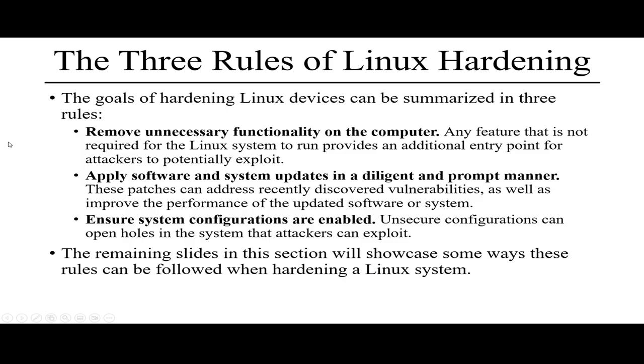So the three rules of Linux hardening. When you're hardening Linux systems, there's three general goals you want to accomplish. The first is to remove unnecessary functionality on a computer. So if your computer has a feature that doesn't need to be used, it may seem innocuous at first, but you'd be surprised. There are a lot of ways to take advantage of unused features on systems. So if you don't need a feature on a Linux system, then you want to disable it or remove it because it adds an additional entry point for attackers to potentially exploit it.